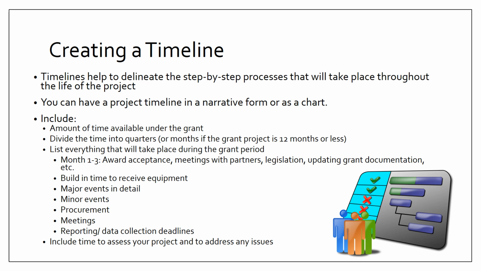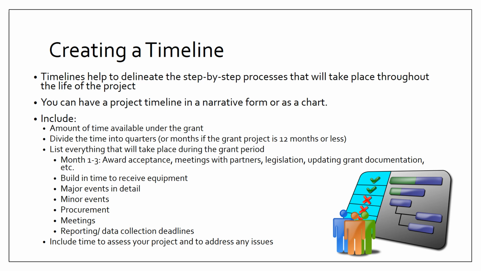So in the first 1 to 3 months, you should probably use that time for items such as award acceptance, meetings with partners to reestablish activities and responsibilities, any passage of legislation that will be necessary to accept the grant's funds, updating grant documentation, whatever that first kind of initial award phase might look like, you need to put that in month 1 to 3.